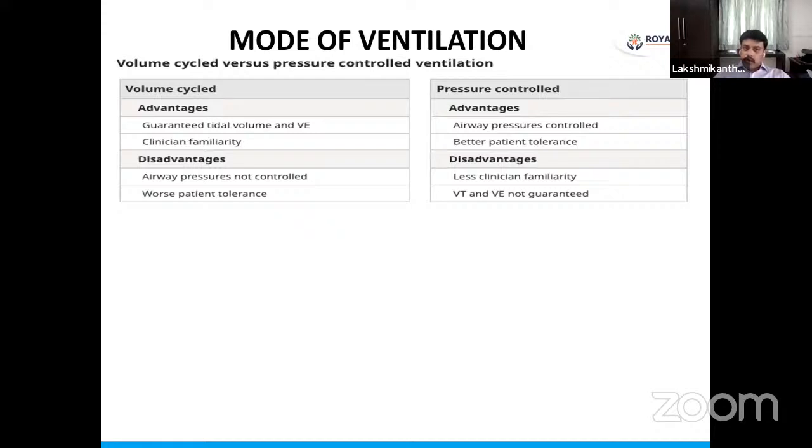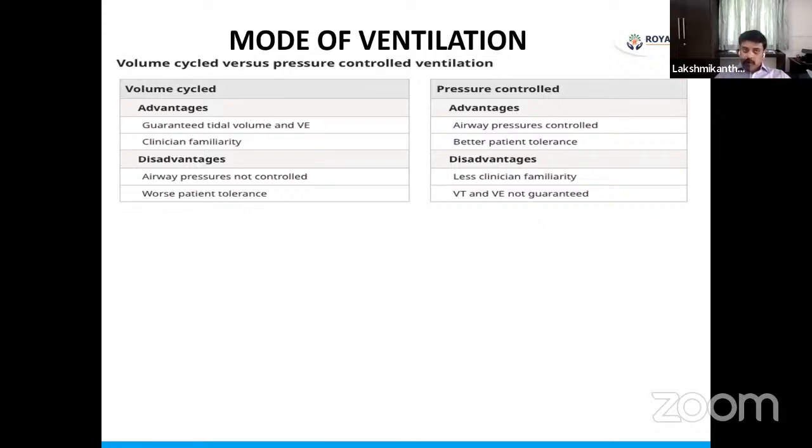In a volume cycle mode, you can guarantee your tidal volume and prevent volutrauma, but the problem is airway pressures are not controlled, and the patient's pressure can still go up and cause barotrauma. Whereas in pressure control ventilation, your pressures are controlled and you can definitely avoid barotrauma, but the disadvantage is your tidal volumes are not guaranteed, and you can have a high tidal volume causing volutrauma.